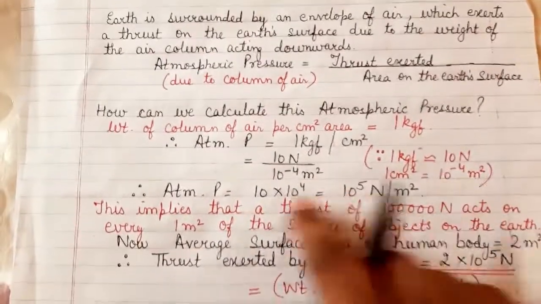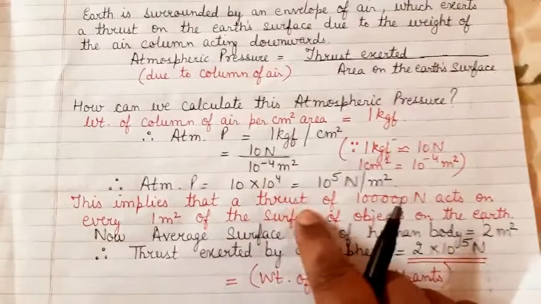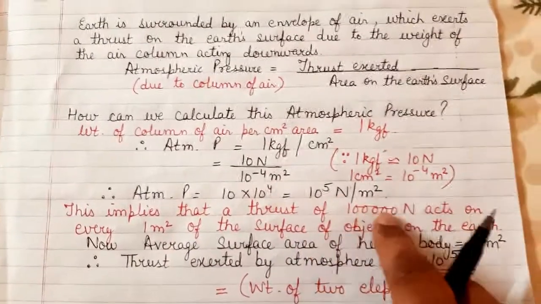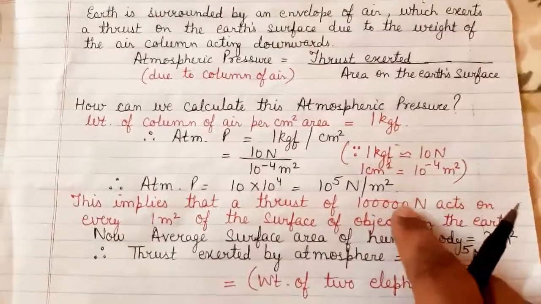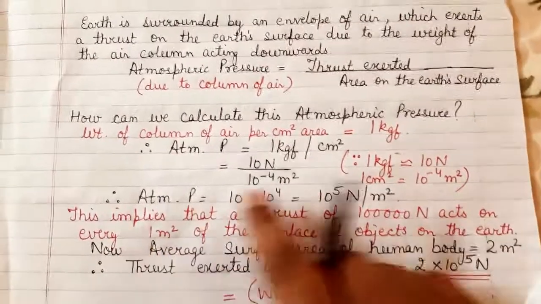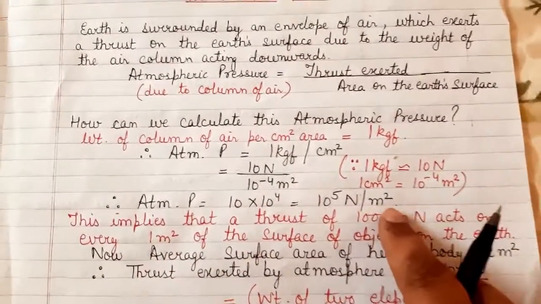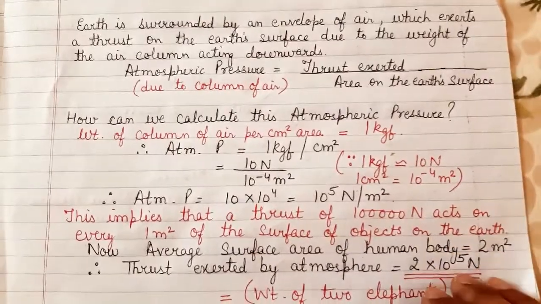And this implies that a thrust of, what is 10 to the power 5? 1 lakh Newton. 1 lakh Newton acts on every square meter area of the earth's surface.